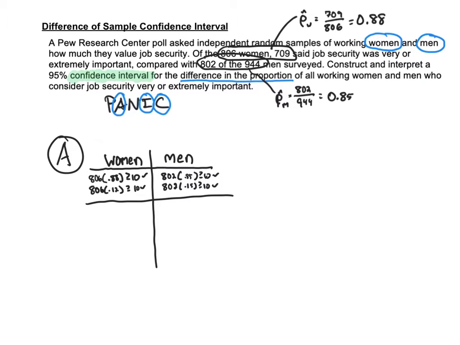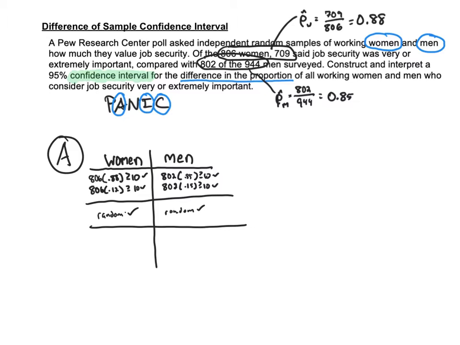So both of them are showing approximately normal. Therefore, when I subtract them, the difference, it's also going to be approximately normal. Okay. Independent random samples. So let's do random check. So the bias, they cleared the bias check.